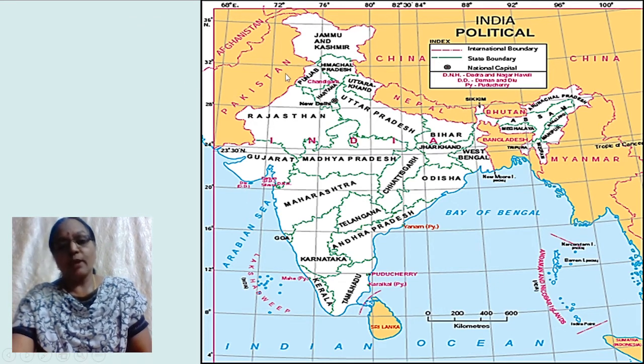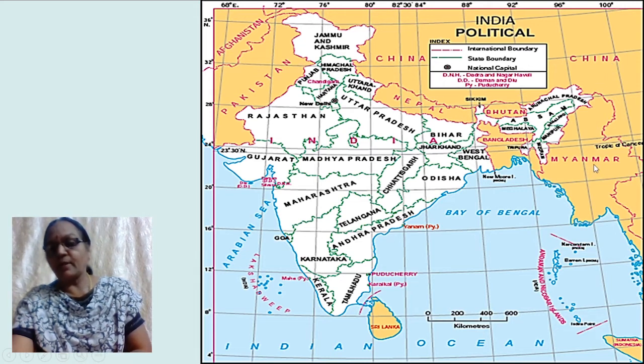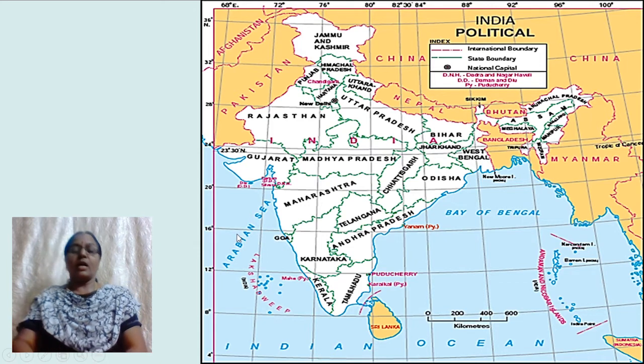Now what about the countries surrounding India? On the west, we have Pakistan and then Afghanistan. Move to the north. To the north of India, we have China, Nepal, and Bhutan. Then to the eastern part of India, we have China again. China actually covers both the northern and eastern part of India. Then we have Myanmar and Bangladesh. Considering the seas again, on the eastern part of India we have the Bay of Bengal, and on the western part we have the Arabian Sea.